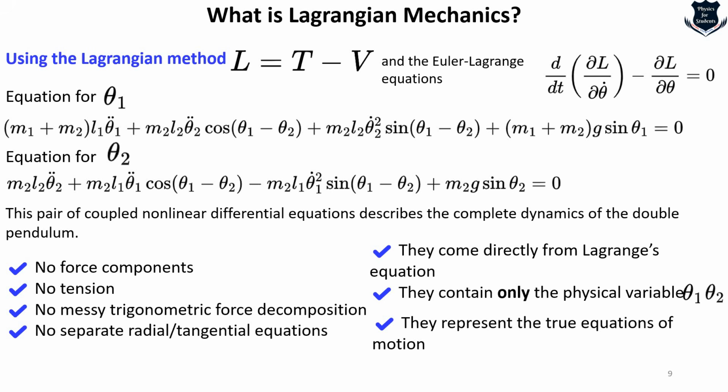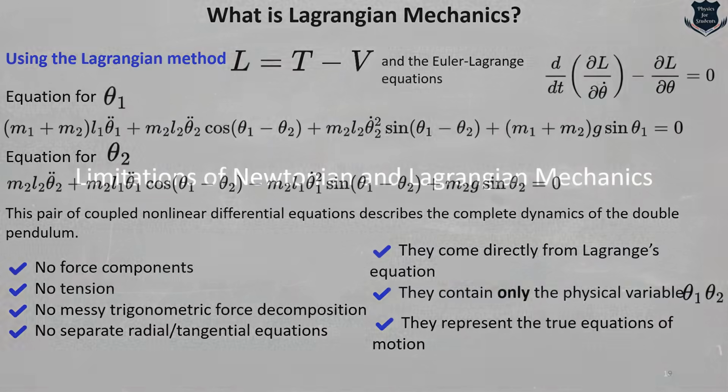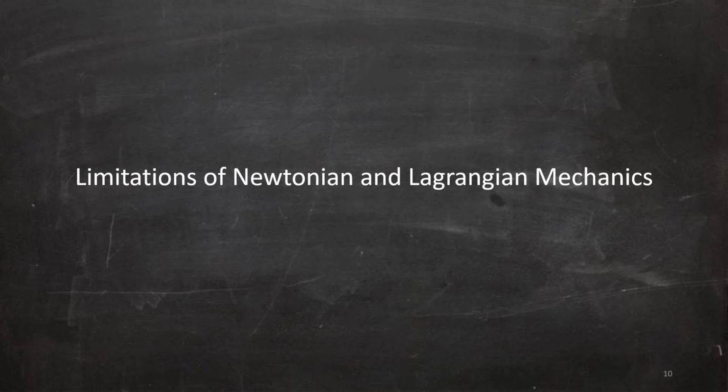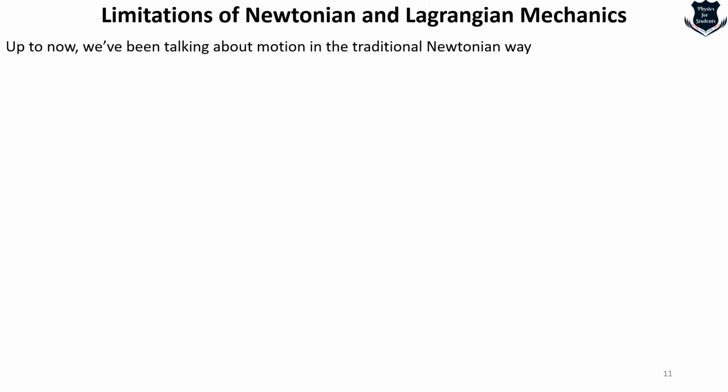Now we have understood the pitfalls or the limitations of Newton's equation, but there are further problems even in terms of Lagrangian mechanics, which led to the formation of the Hamiltonian equations. We will come to that part later. But what I'm going to explain, and what is pretty important in this, is that up till now we are talking all about motion in a very traditional way.